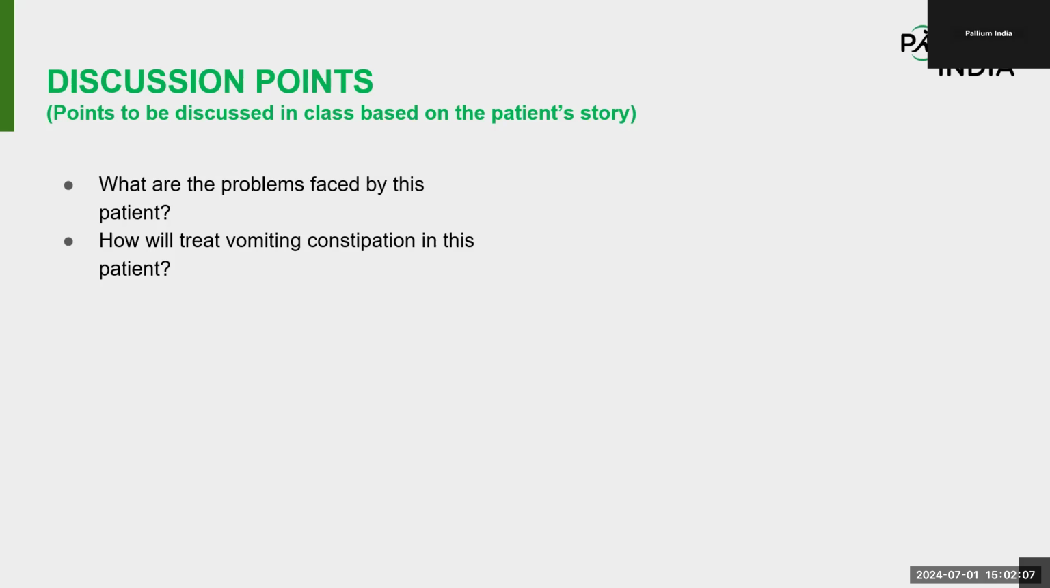Would you like to comment on that? Would you like to post your insights on that? Okay, so Dr. Ravindra says metoclopramide can be added to rule out obstruction. Anything else? First, we have to do something for the constipation, because it may be the cause for the vomiting. Yes. And Dr. Abhishek says tablet bisacodyl 5 milligrams for constipation. Okay. Anything else?